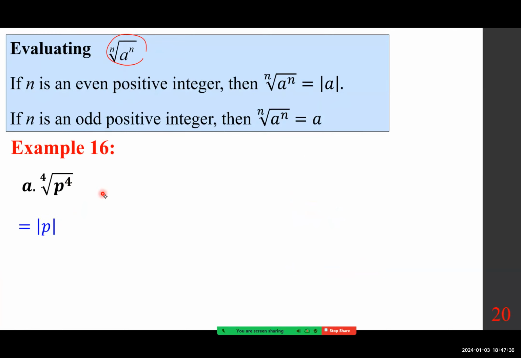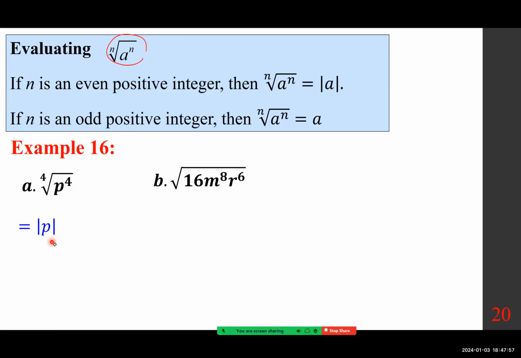And here's the reason. You do the order of operations. First, when you raise p to the power of 4, it becomes something positive, and the fourth root of a positive number is positive. That's why you put it in an absolute value. If they said variables represent positive entities, then you don't have to write this.